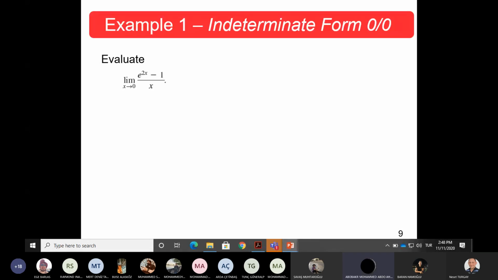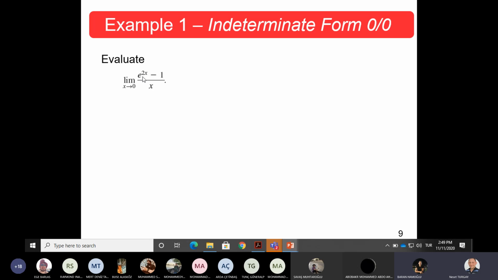Is it the same? What do you mean with the same? Is it 2 times it? No. You are not taking derivative yet. It will be 0 over 0. Yeah, 0 over 0.